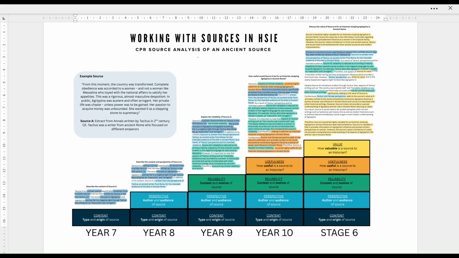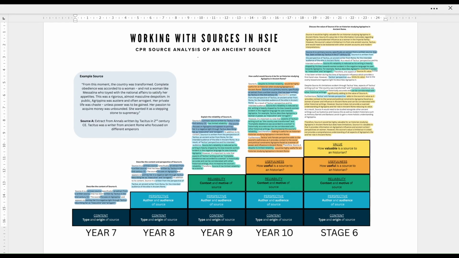That's the goal, and the way it's going to work is we'll just do the learning cycle where I will show you how to do it, and then after this video you and your teacher will do a joint construction, and then after that you'll take a leap of faith into the deep end of the pool and have a go at doing an independent construction of describing the content of a source that you're looking at.